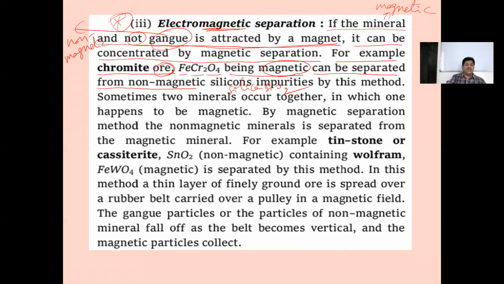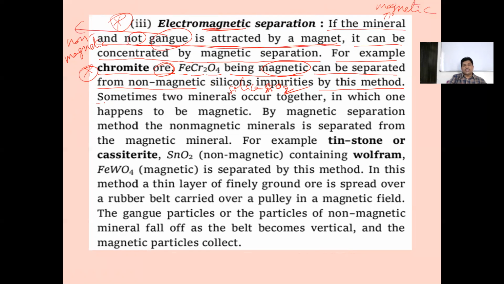The silica impurity will be present here. The silica impurity is non-magnetic, whereas the chromite ore particles are magnetic in nature. They can be separated from each other by this electromagnetic separation. So remember this example: chromite ore contains non-magnetic silica impurities, and FeCr2O4 is the formula of chromite ore.